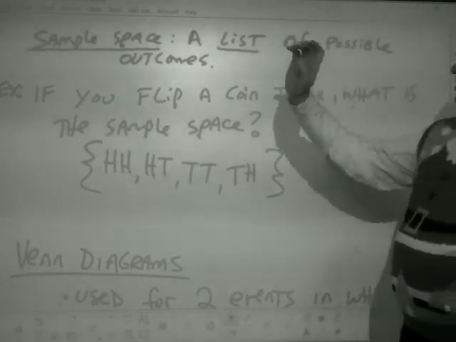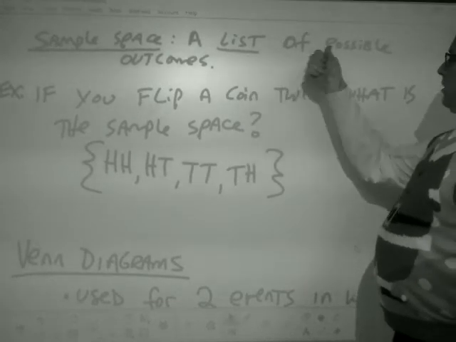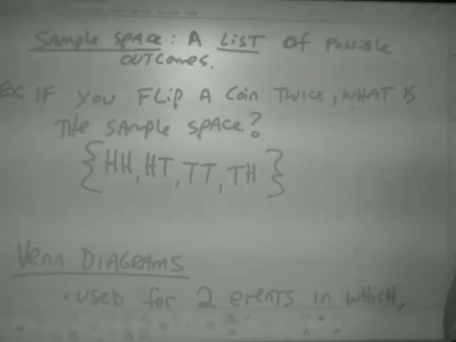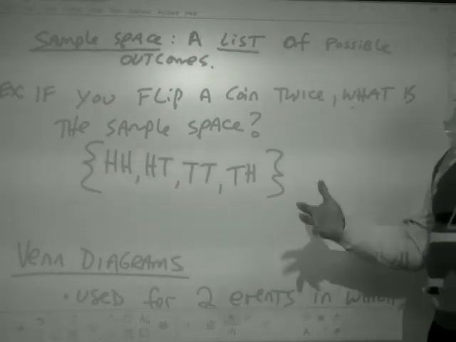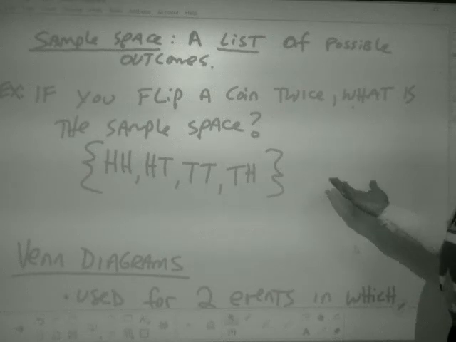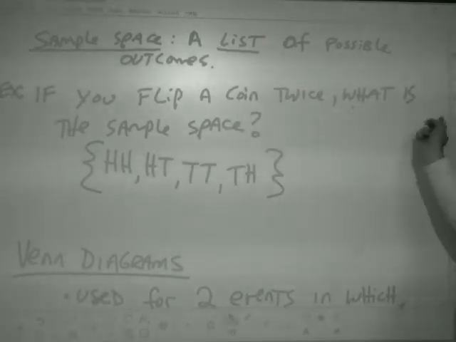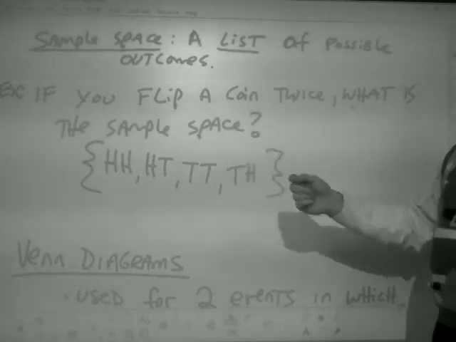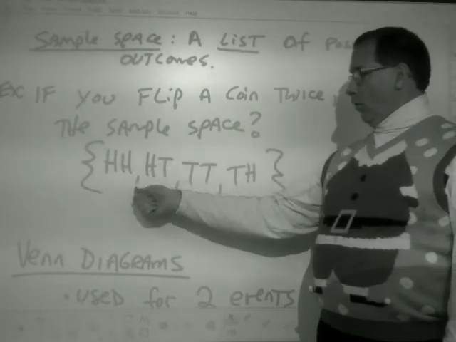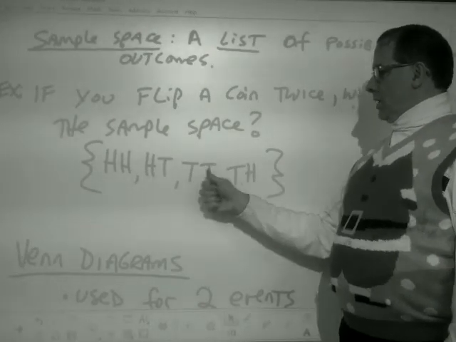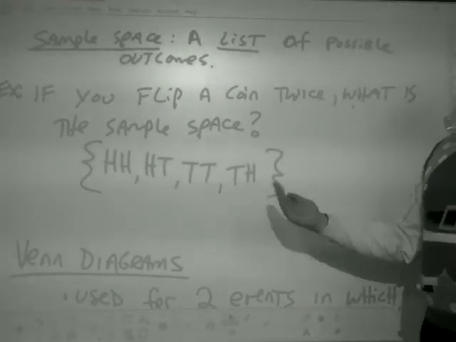One is sample space. Sample space is a list of the possible outcomes. So someone's going to give you an event, and then you list all the possible outcomes that could happen of the event, and that is your sample space. So for example, if you flip a coin twice, what's the sample space? Well, if I flip a coin twice, I could get heads, heads, or heads, tails, or tails, tails, or tails, heads. This is my sample space. It's just a list of all the outcomes.